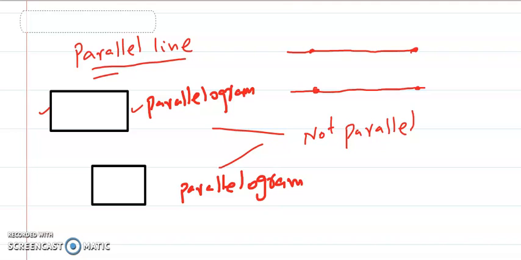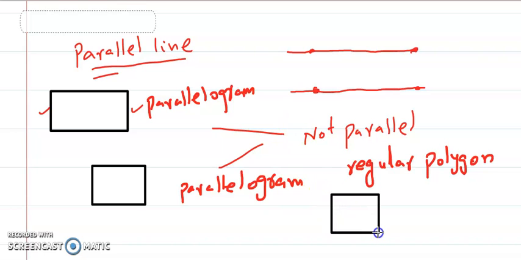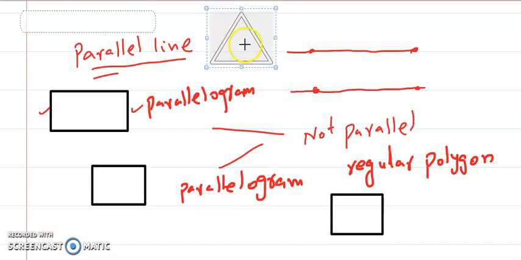Now, if in any polygon all the sides are equal, then we call it a regular polygon. Like in the square all the sides are equal, so we can say a square is a regular polygon. In the same way, if a pentagon has all the sides equal, then we will say it's a regular pentagon. Right now, this is a triangle here. If all the sides in the triangle are equal, then we will call it a regular triangle. And we give a fixed name to the regular triangle. We call it an equilateral triangle.